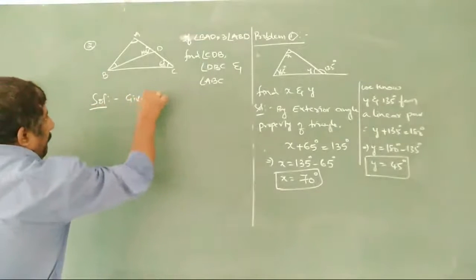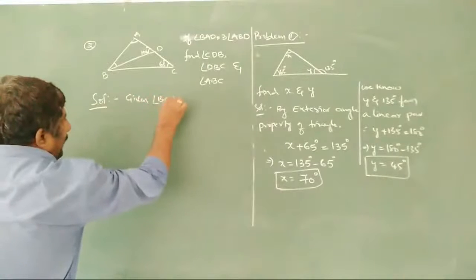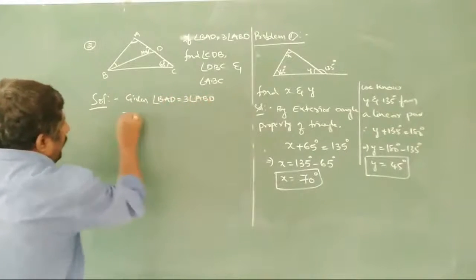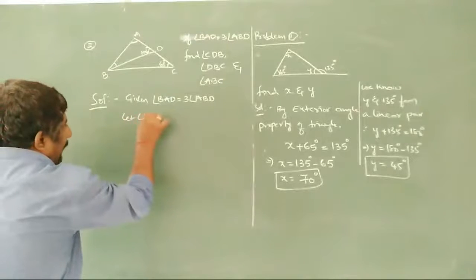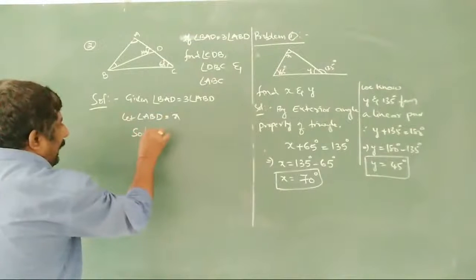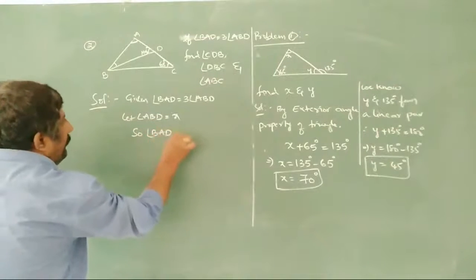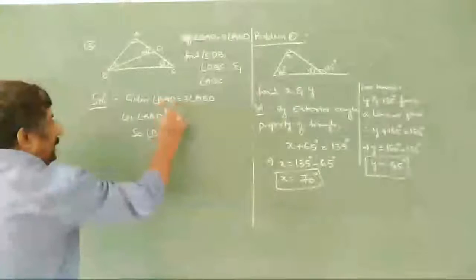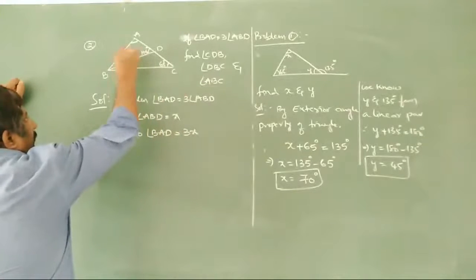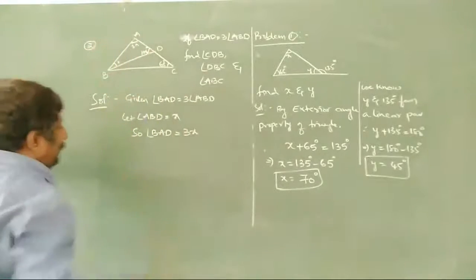Given angle BAD is 3 times angle ABD. Let ABD be equal to x. So angle BAD, if this is x, is going to be 3 times x, nothing but 3x. So write down, this is x and this is 3x.